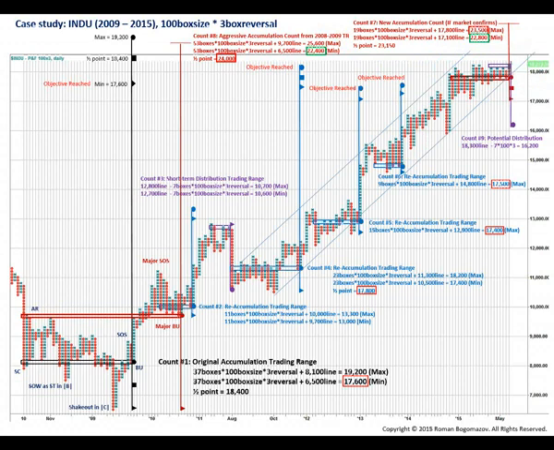Bruce, I know that you've done a lot of work on the distribution and the point and figure counts for the distribution. How would you look at this as a potential distribution? And by the way, what are the elements, traits of this latest trading range that you see as potentially being a distribution? Could you give us some examples?